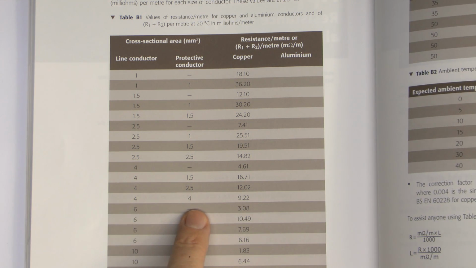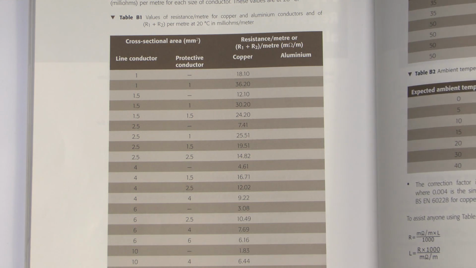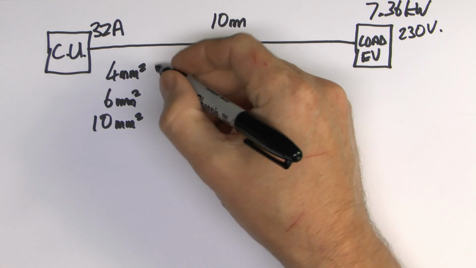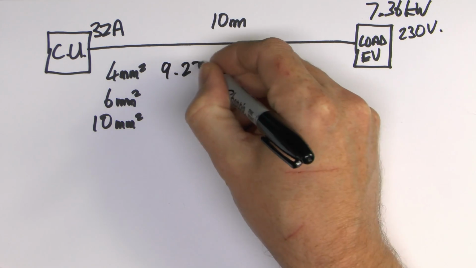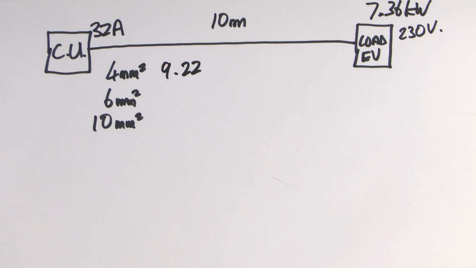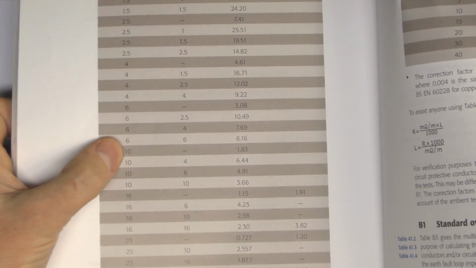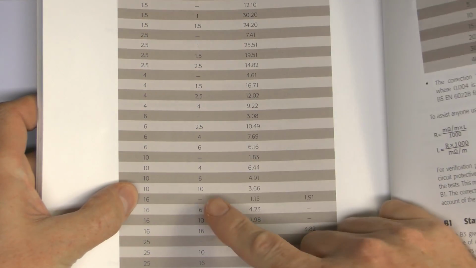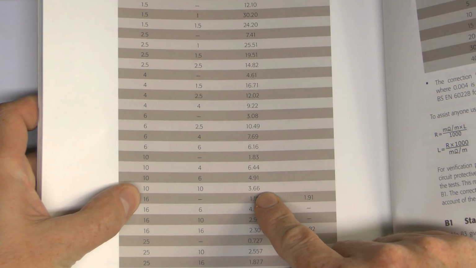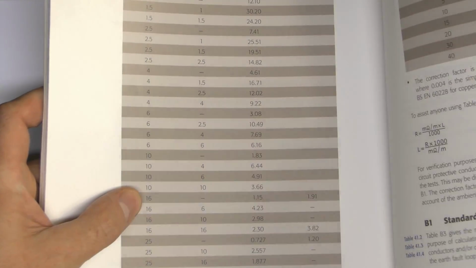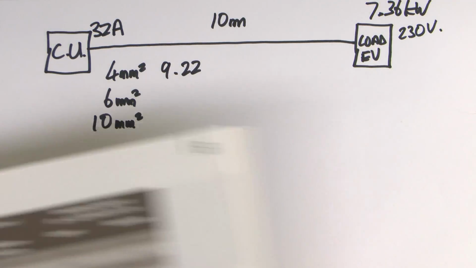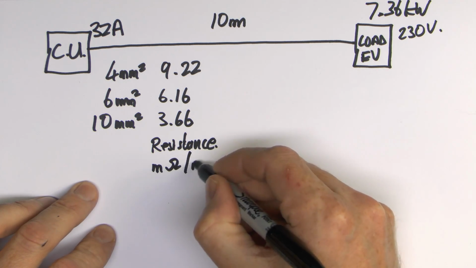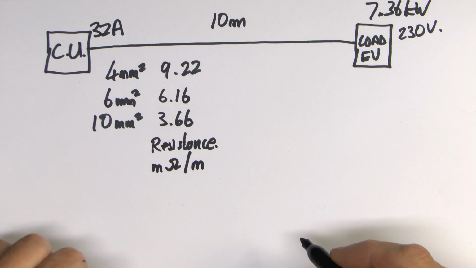So 4mm square conductors, resistance is 9.22 milliohms per metre. So we'll put that down here, 9.22. And then for the other values, 6mm squared, same thing again, just 6 and 6 there. We can see that value is 6.16. And for 10, it will be again the 10 and the 10, which again is 3.66. So just put those values on the form we had previously. And remember, those are in milliohms per metre of length of conductor.